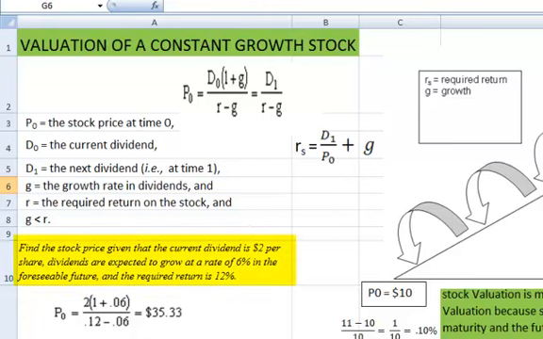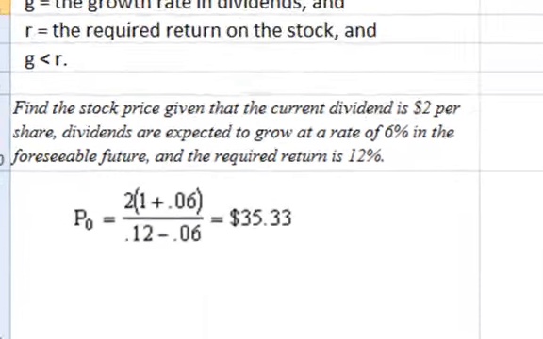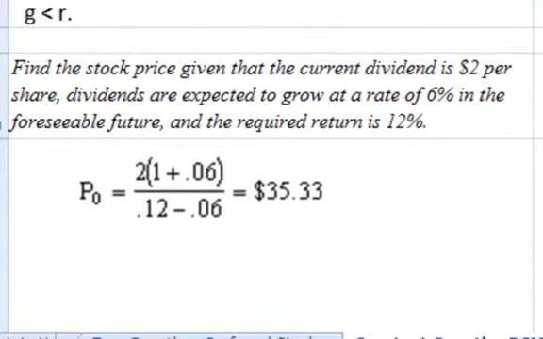Now, let's find the stock price given that the current dividend is $2 per share. Dividends are expected to grow at a rate of 6% in the foreseeable future, and the required rate of return is 12%. Now, using this formula, here it is again with the proper numbers placed where they belong. It's just basically a plug and chug. 2 times 1 plus the growth divided by Rs minus the growth gives us the stock is $35.33.